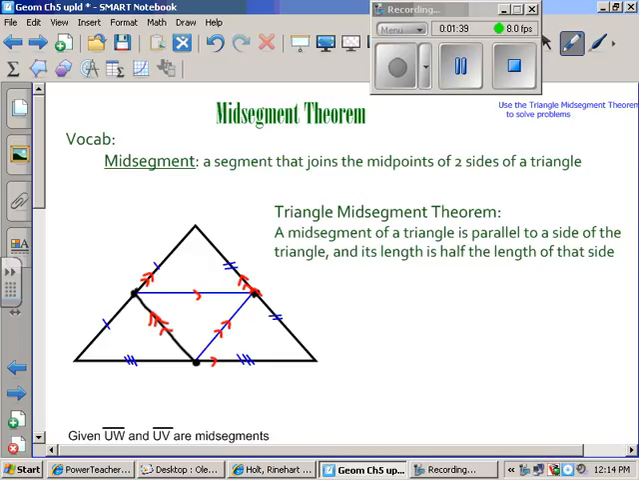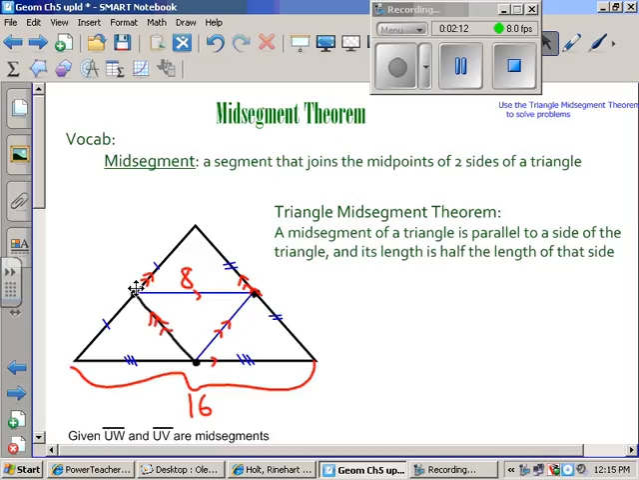The second characteristic is that the midsegment is half the length of its parallel side. So this midsegment is half the length of this. This one is half the length of this. This one is half the length of this. Okay? So, like, if this is 8, how long is this whole side here? If that segment's 8, this is 16, right?